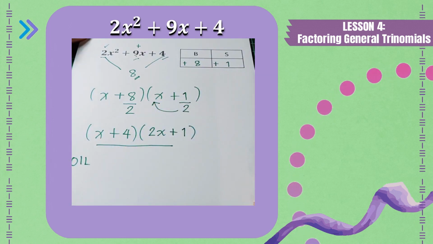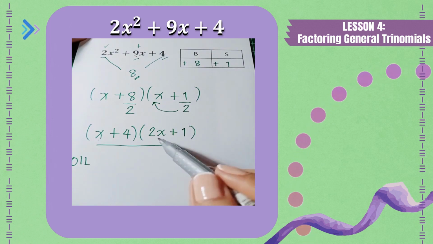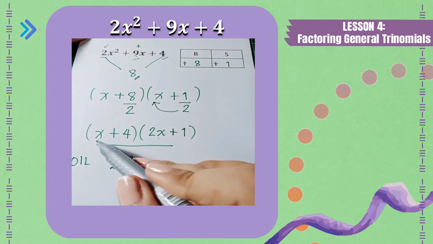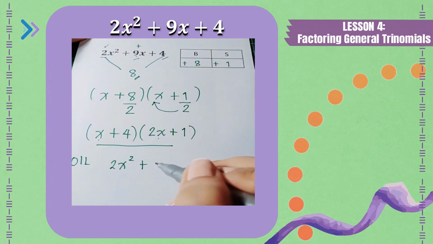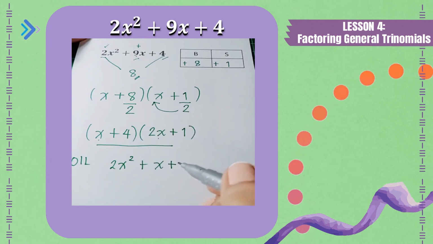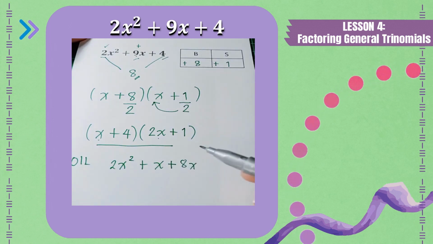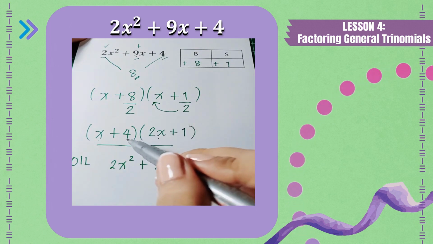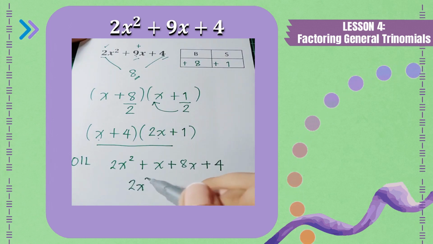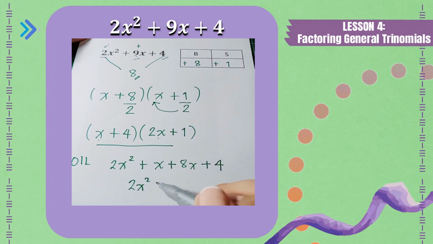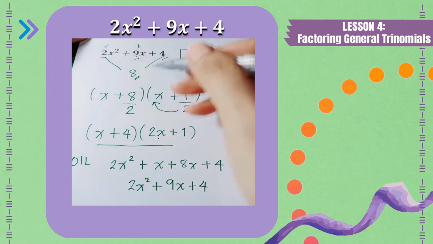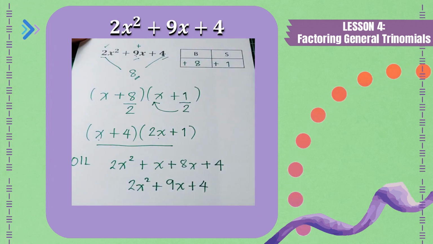So, using FOIL method, first term, x times 2x, we have 2x squared. Then, outer terms, we have x times 1, so x. Then, 4 times 2x, we have 8x for the inner terms. Then, for the last terms, we have 4 times 1, which is positive 4. So, 2x squared, x plus 8x, meaning 9x plus 4, which is our original trinomial.